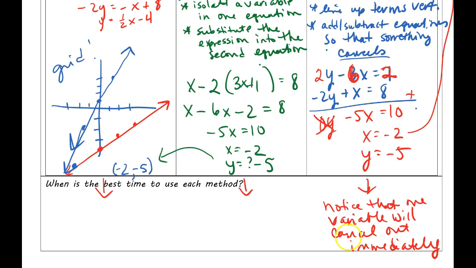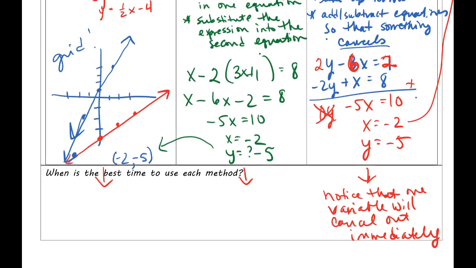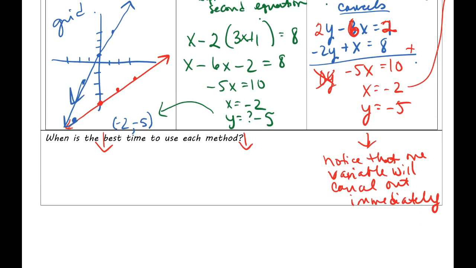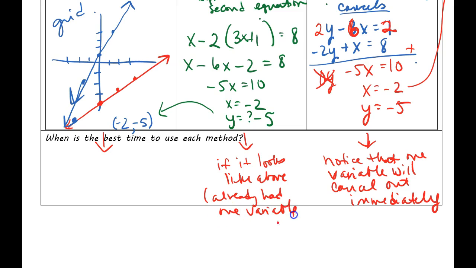Okay, notice that one variable will cancel out immediately. So if that happens, like if above it had been a positive y and a negative y right off the bat, then I totally would have used that method instead. Now, when would I ever use substitution? I guess pretty much if it looks like above, meaning it already had one variable isolated. If that happens, then definitely use that.